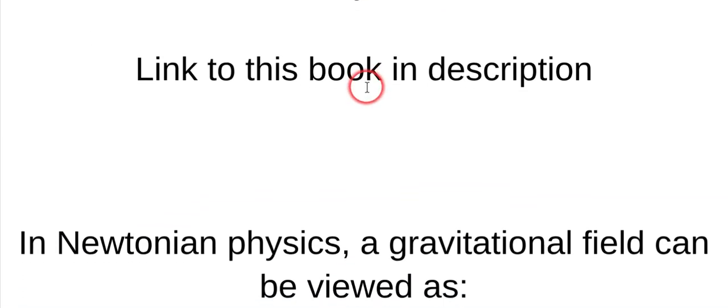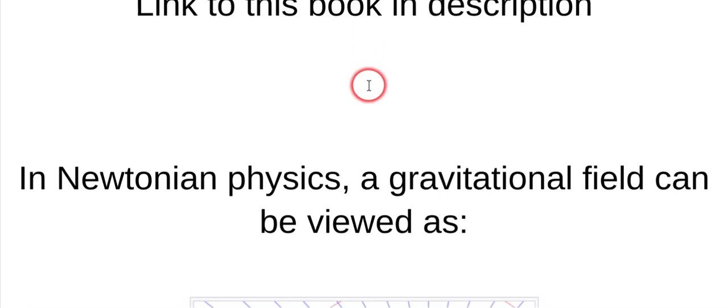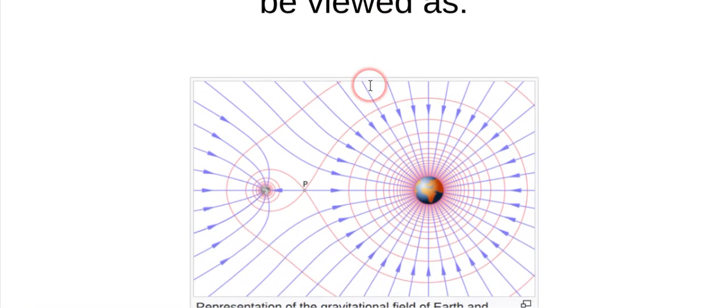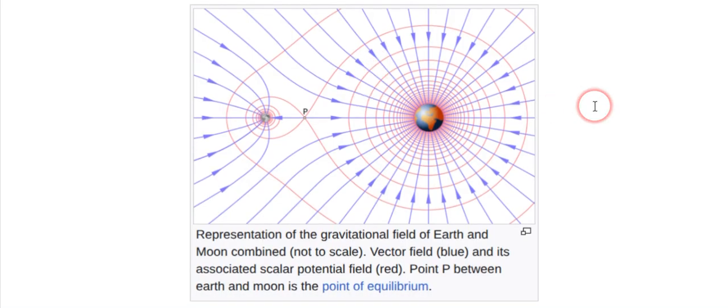In Newtonian physics, a gravitational field can be viewed as this beautiful picture off of Wikipedia. The blue lines are the gravitational field lines, and you see the Earth is a sink, and here's the moon. That's a baby sink. This is not to scale, obviously. And the red contour lines are the gravitational potential lines. So we've got vector field lines and we've got scalar gravitational potential lines.